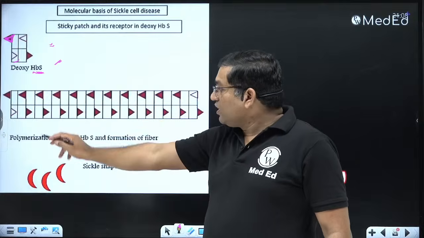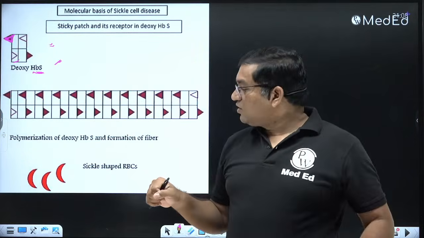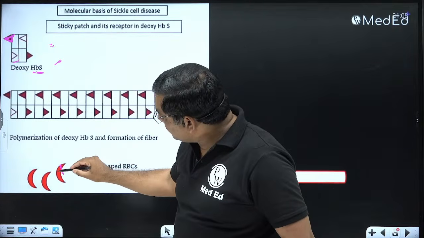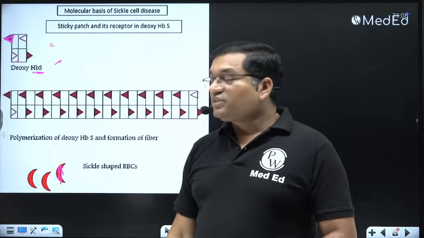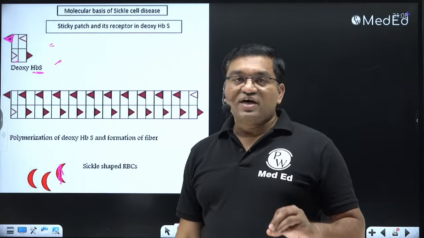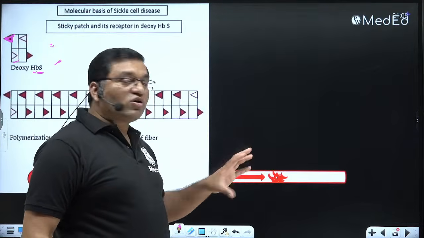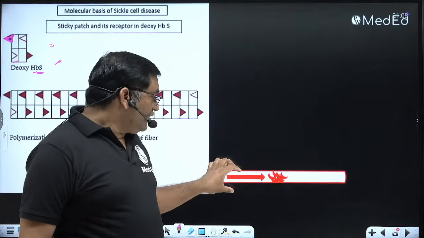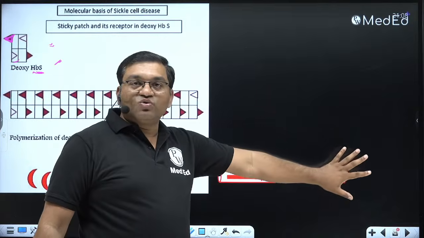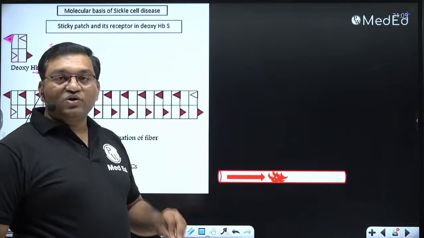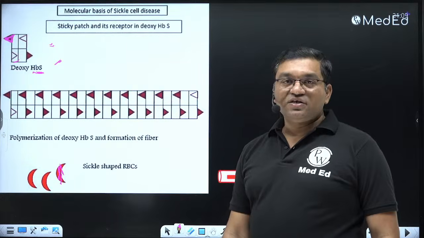So polymerization of deoxyhemoglobin S occurs, which forms fibers, and this fiber distorts the shape of the RBC into the sickled shape. These sickled RBCs in the narrow capillaries block the flow of the blood. So distal to the flow there is damage. मतलब ये ब्लड सप्लाई नहीं होगा तो ये आगे का पार्ट डैमेज हो जाएगा. So it blocks the microvasculature. That's why pain in the extremities is the predominant feature in sickle cell disease.